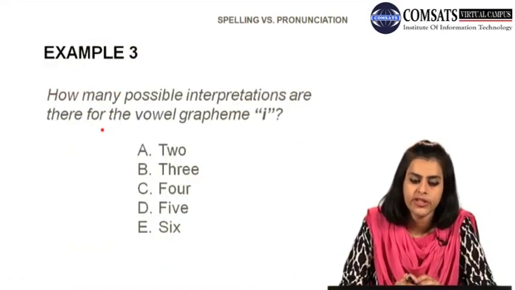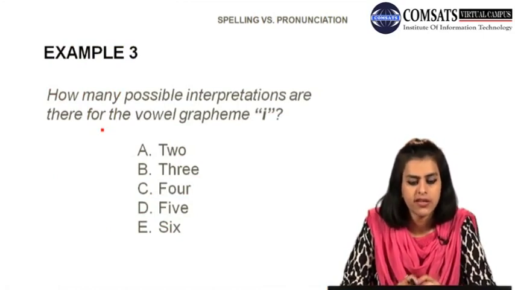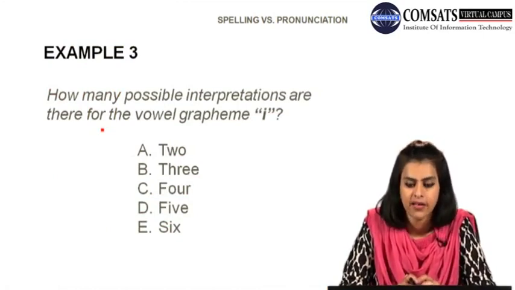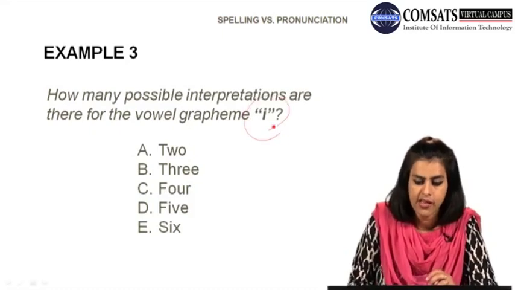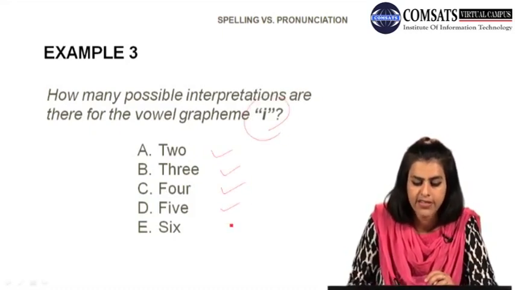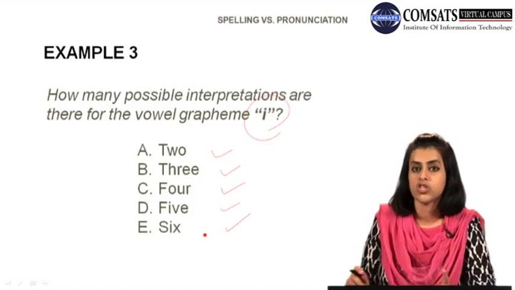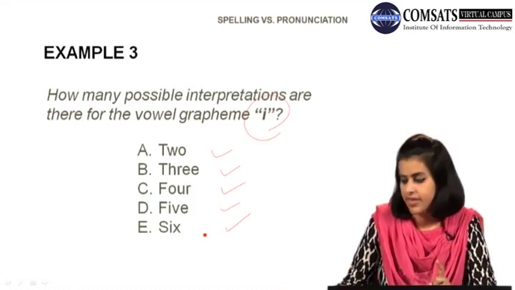Now coming to example number 3, how many possible interpretations are there for the vowel grapheme E? Now this is 1, 2, 3, 4, 5 and 6. So there are 6 interpretations of this vowel grapheme E.